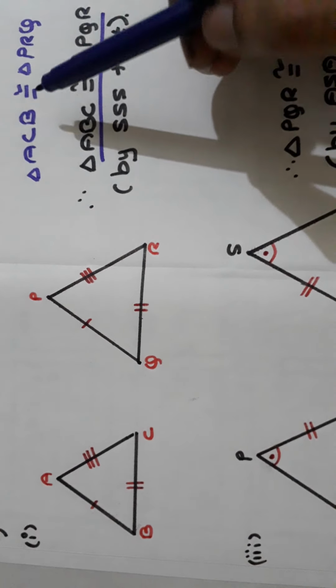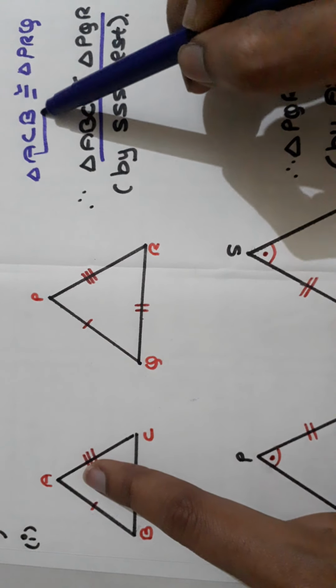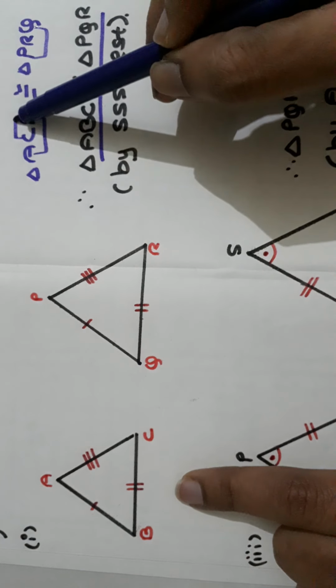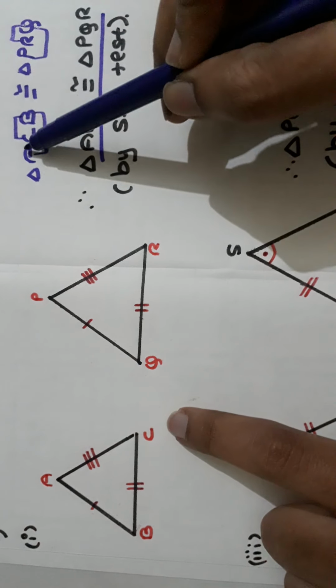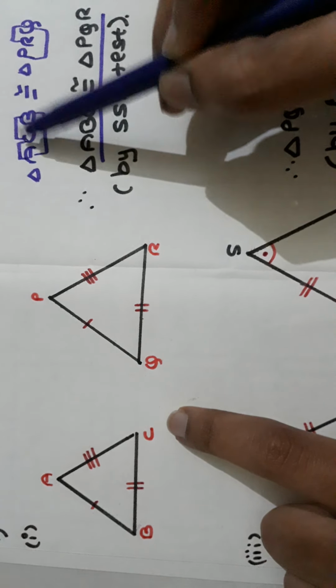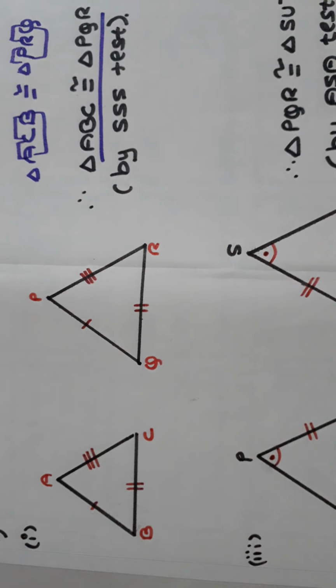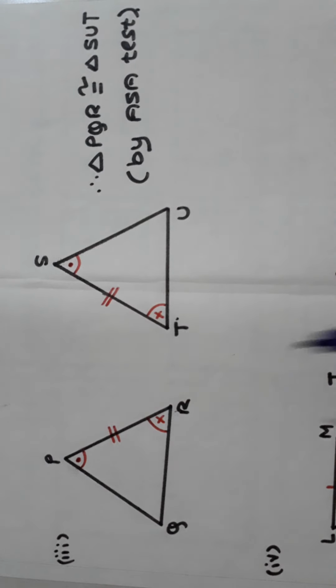Now check whether you have taken the correct congruency. AB is congruent to PQ. BC is congruent to QR. And AC is congruent to PR. Yes, it's correct. Now the next is ASA test.